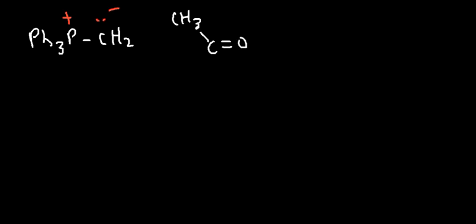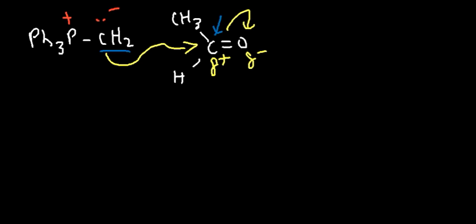So let's draw the more reactive resonance form of the ylide, which is the one that has separation of charge. And we're going to react it with our aldehyde. So this carbon is partially positive because it's attached to an electronegative oxygen atom. So notice that the CH2 carbon is attracted to this carbonyl carbon because they have opposite charges. Like charges repel, opposites attract. So this carbanion attacks the carbonyl carbon, and then that bond breaks.